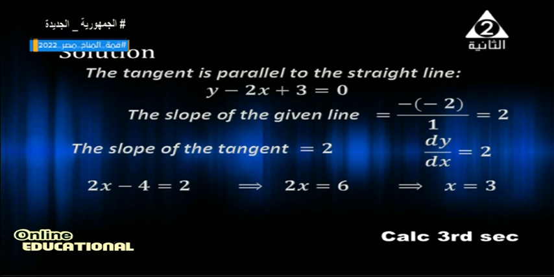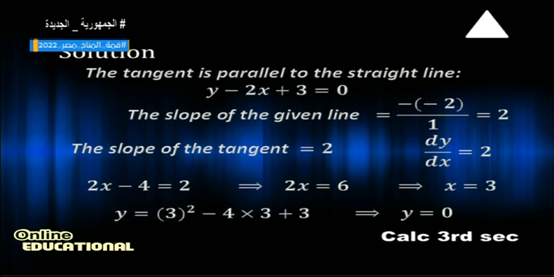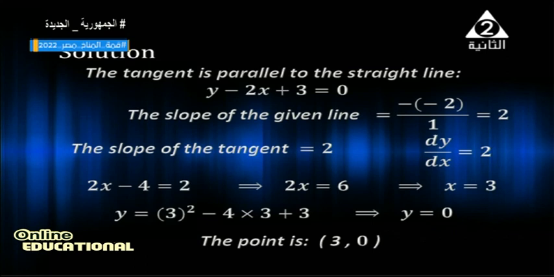What is the value of the y-coordinate? We can substitute in the original equation y equals x power 2 minus 4x plus 3 to get y equals 3 power 2 minus 4 multiply 3 plus 3, then y equals 0. Then the point is (3, 0). This is the point of tangency, where the tangent to the curve is parallel to the straight line y minus 2x plus 3 equals 0.